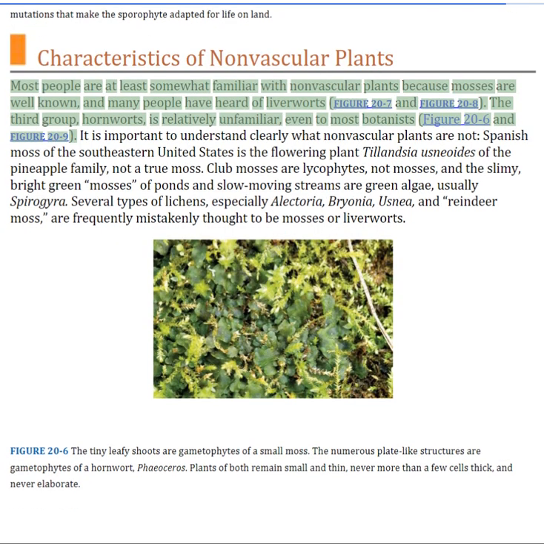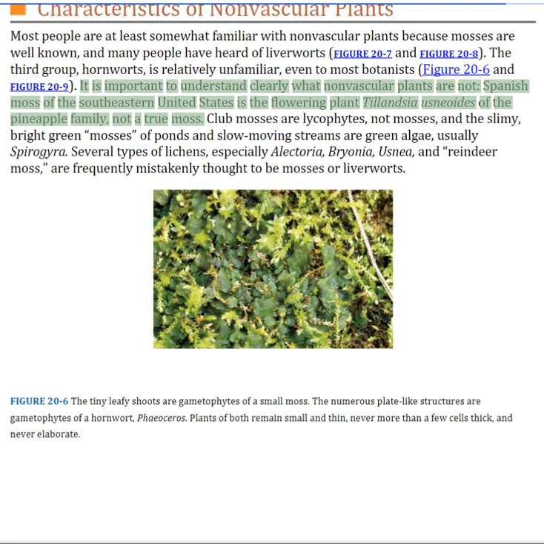Most people are at least somewhat familiar with non-vascular plants because mosses are well known, and many people have heard of liverworts. The third group, hornworts, is relatively unfamiliar, even to most botanists. It is important to understand clearly what non-vascular plants are not.